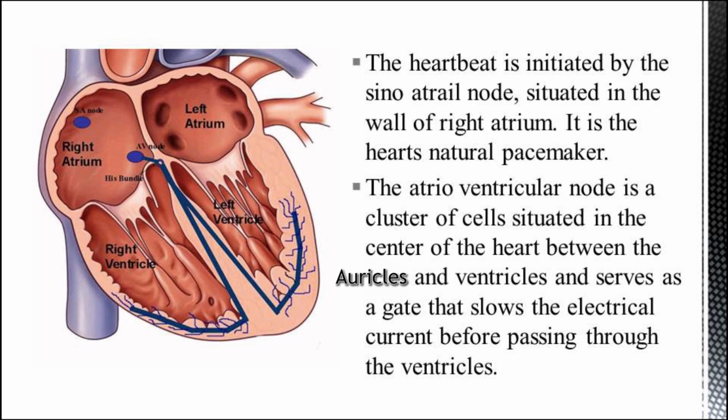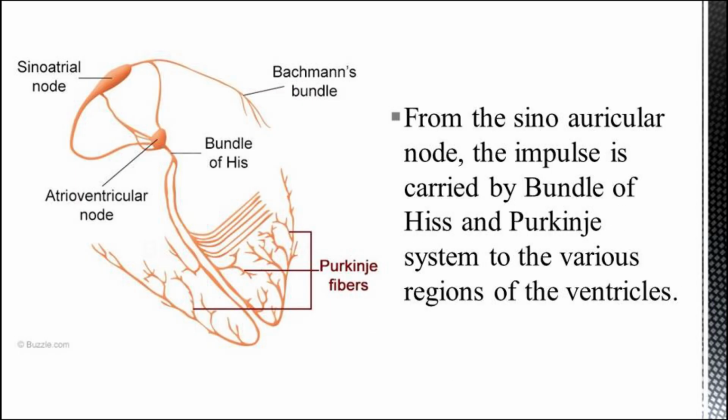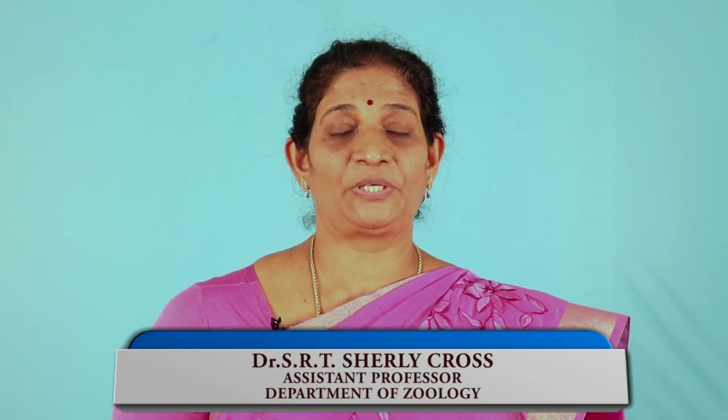The heartbeat is initiated by the sino-auricular node situated in the wall of the right auricle. It is the heart's natural pacemaker. The auriculoventricular node is a cluster of cells situated in the center of the heart between the aorta and the ventricles and serves as a gate that slows the electric impulse before passing through the ventricle. From the sino-auricular node, the impulse is carried by bundle of His and Purkinje system to the various regions of the ventricle. Hope you have understood the structure of the human heart.